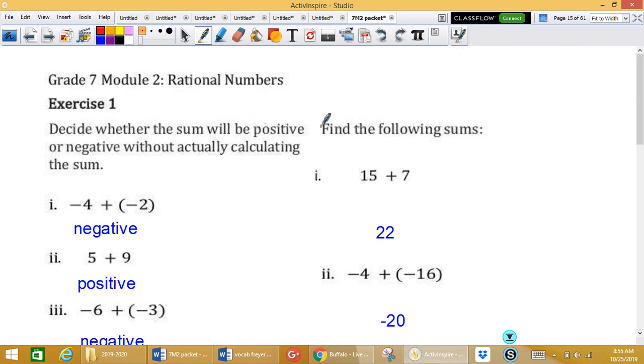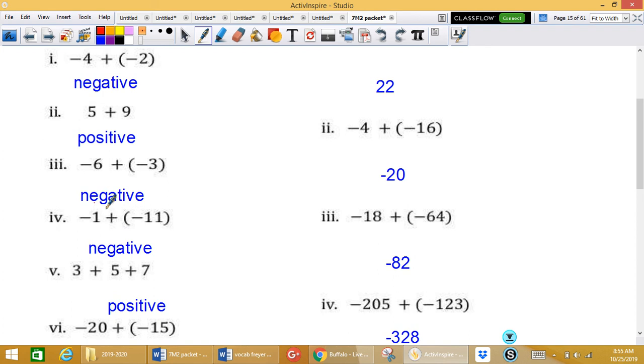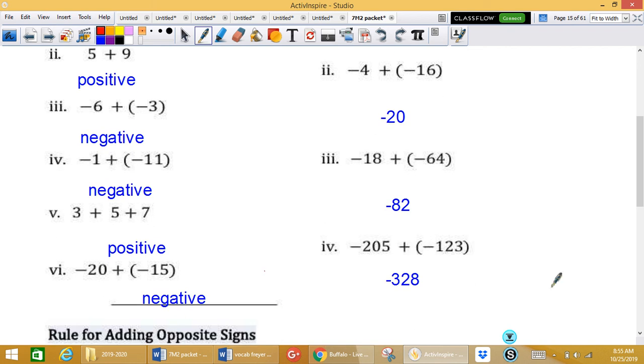Decide whether the sum will be positive or negative without calculating the sum. So the first one will be negative, the second one positive. 2 negatives is a negative, 2 negatives is a negative. These are all positive, so it'll be positive. Negative, so they'll be negative.